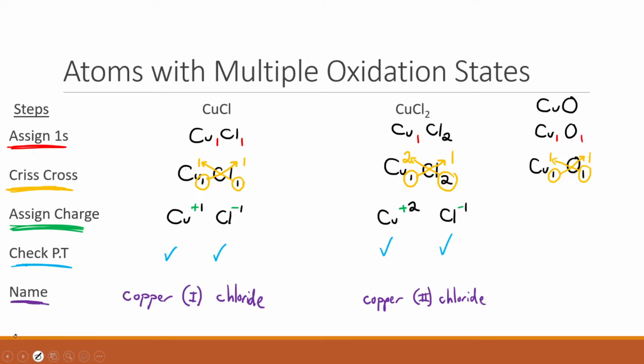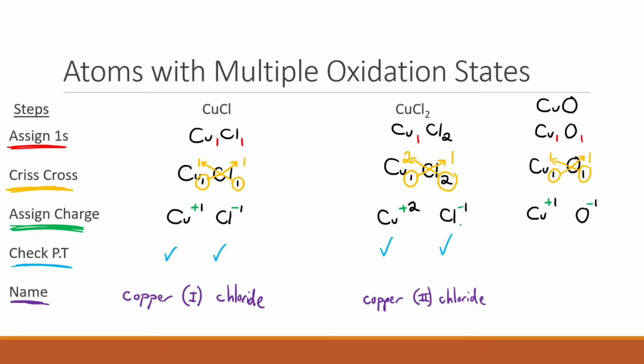Then we are going to assign our charges. Copper, our first element, is always positive and our second is always negative. Then we're going to check the periodic table, which we're going to do in a second, because that's actually a really interesting question that just popped up in the chat. Does the negative charge ever matter? The answer there is no. You never, ever need to worry about the negative charge. It never comes up in the name. And the reason for that is because the only element that has multiple negative charges is nitrogen.